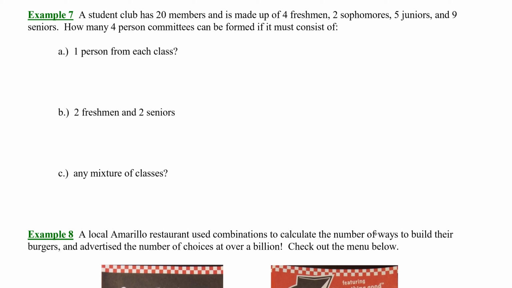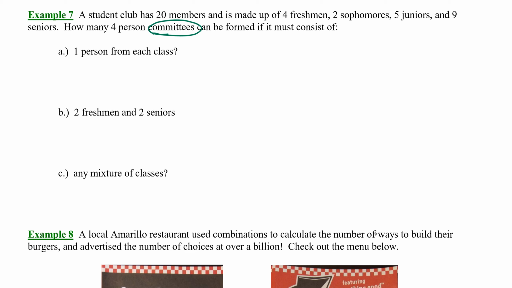A student club has 20 members and is made up of 4 freshmen, 2 sophomores, 5 juniors, and 9 seniors. How many 4-person committees can be formed? Okay, so we're looking at committees, which means the order doesn't matter. If you rearrange the people in the committee, it's still the same committee. So we know we're going to be dealing with combinations, but we're going to look at a special composition of the committee. Example A, what if we have to have 1 person from each class?